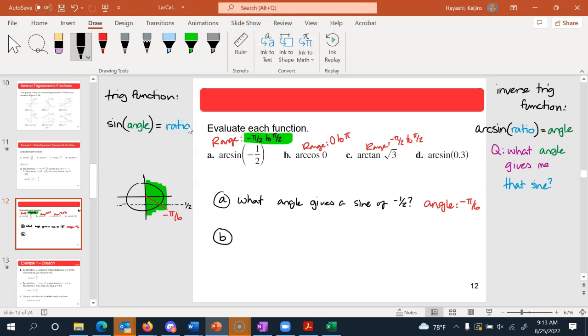So for b, the arc cosine of 0, right? So remember that what goes into an inverse trigonometric function is a ratio. So we're basically asking what angle gives a cosine of 0 within that range of angles.